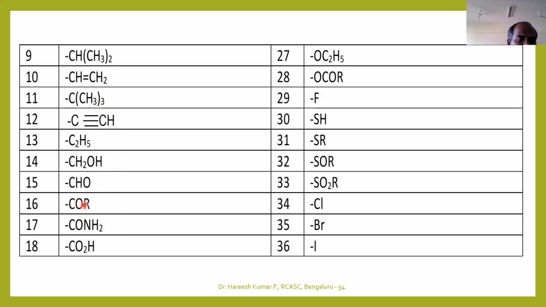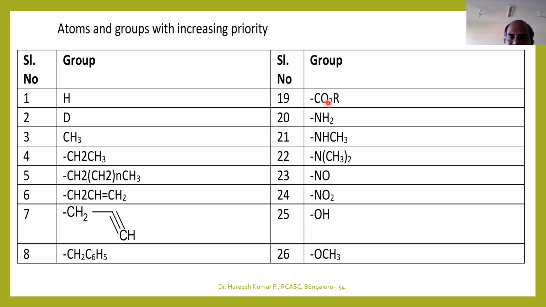Amide takes priority compared to the COR, the carbonyl compound. Similarly, the carboxylic acid moiety takes priority compared to the amide. So I will go back. Then this is called ester. When you are comparing ester and amino group, amino takes priority compared to the ester. Similarly, this is called tertiary amine, and this is a secondary amine. That means tertiary amine takes priority compared to the secondary.